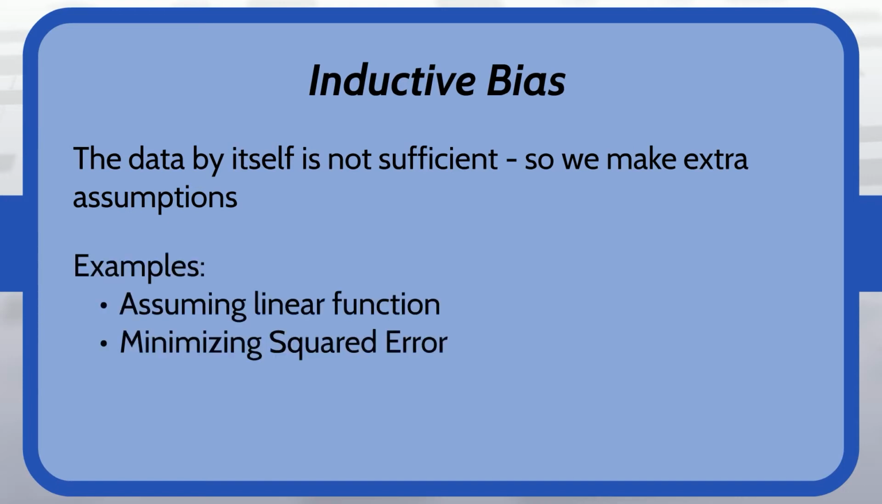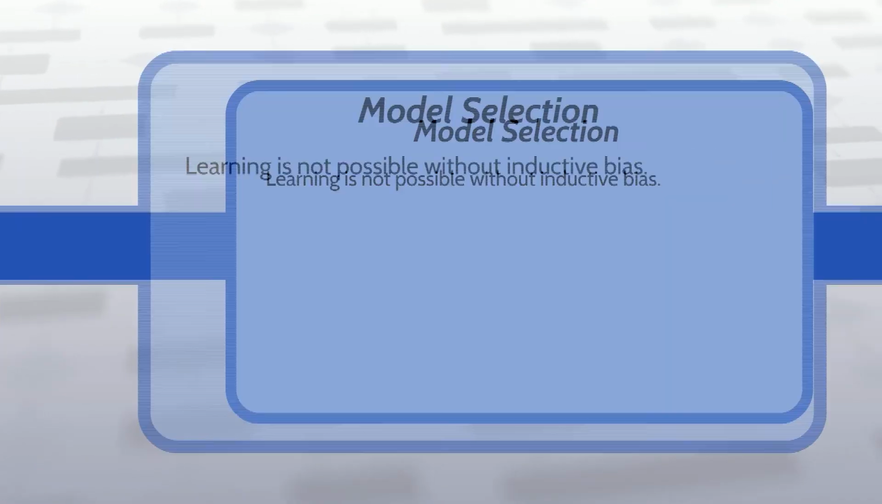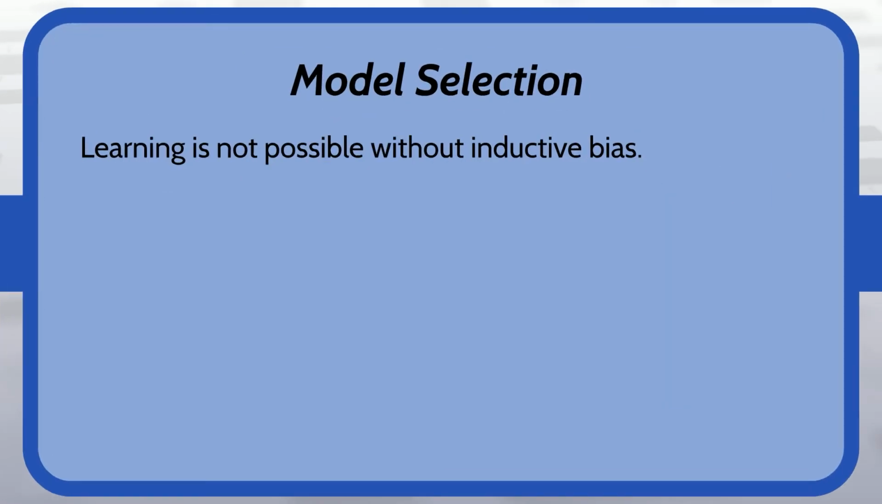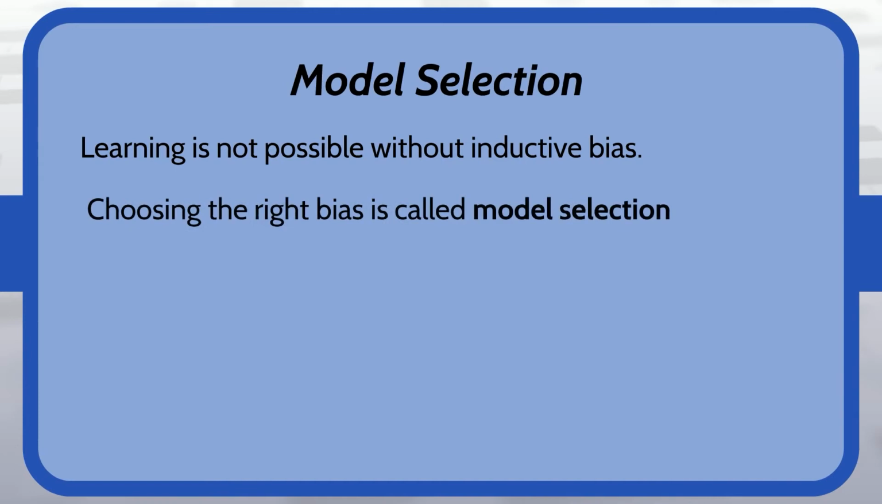In other scenarios, such as in linear regression, assuming a linear function is an inductive bias. And among all the lines, choosing the one that minimizes squared error is another inductive bias. So we introduce these assumptions because, once again, the data by itself is not sufficient to find a unique hypothesis. So learning is not possible without inductive bias.